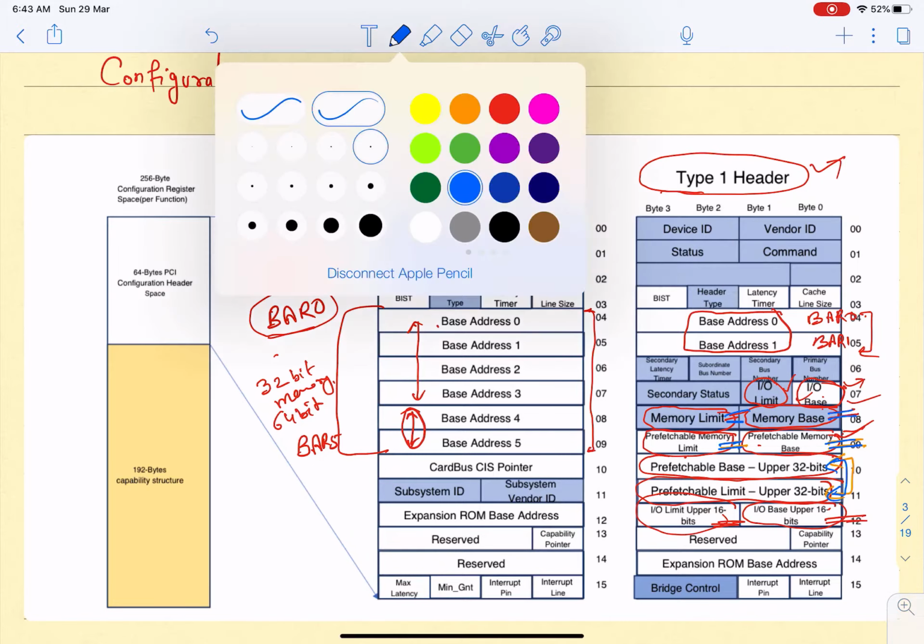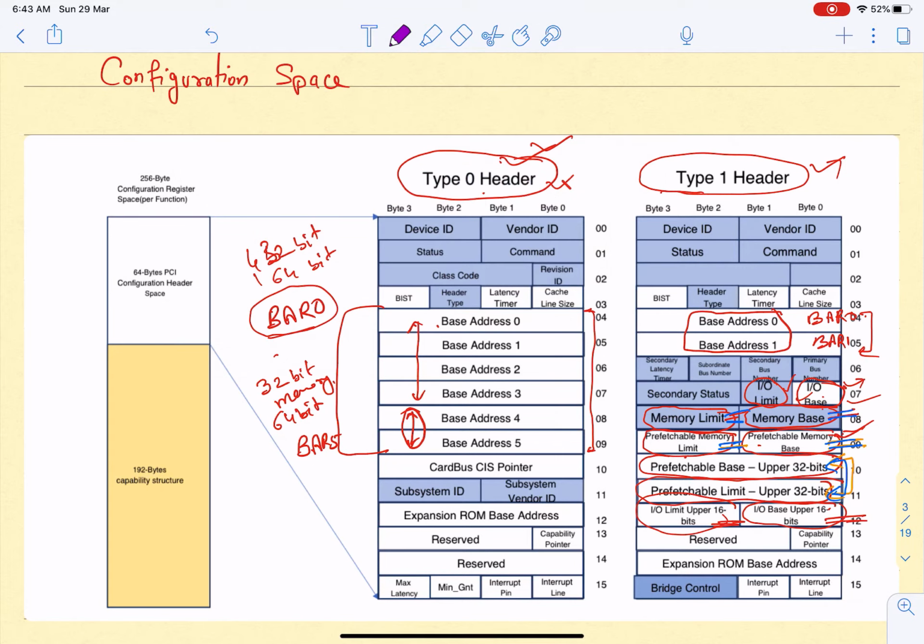And for IO base, the 16-bit base is configured here, and the limit is here. If IO base resides in 32-bit memory space, the 16-bit base will be configured here and the upper 16 bits will be configured here.